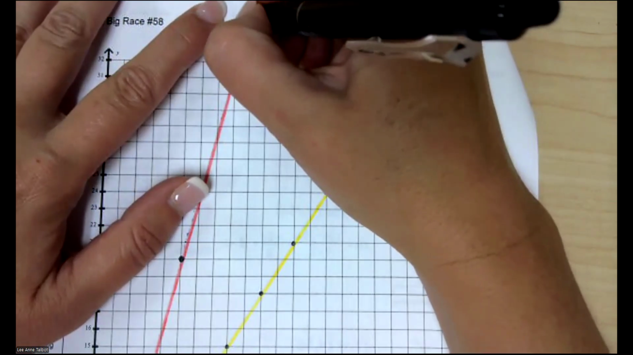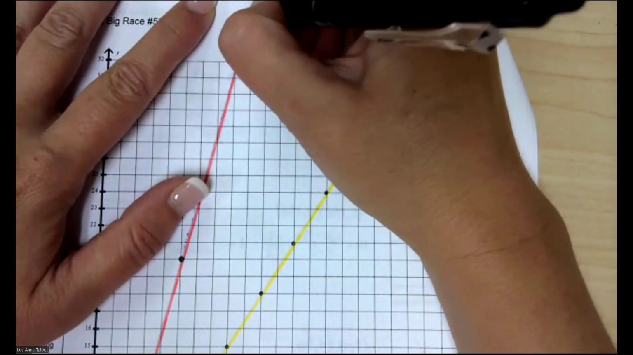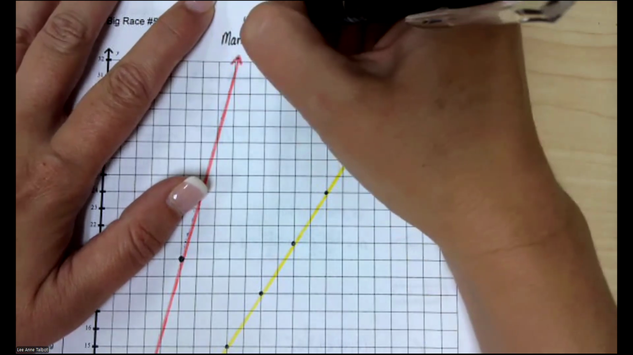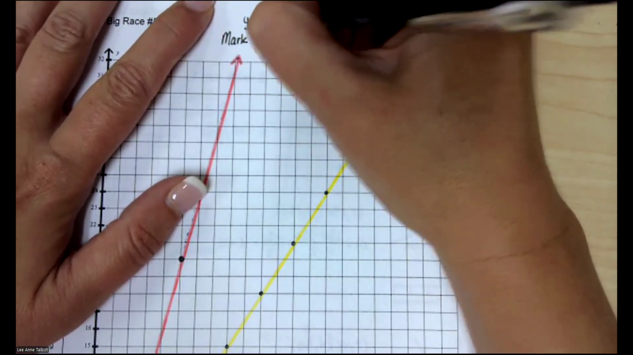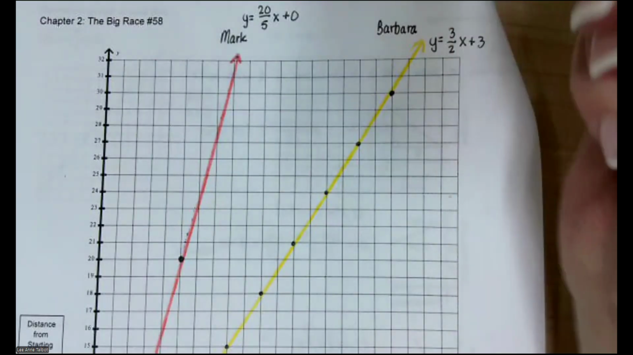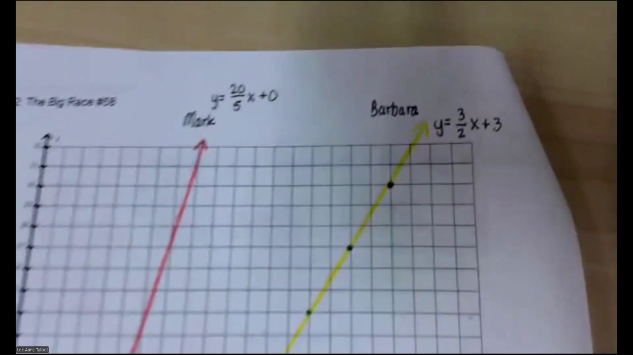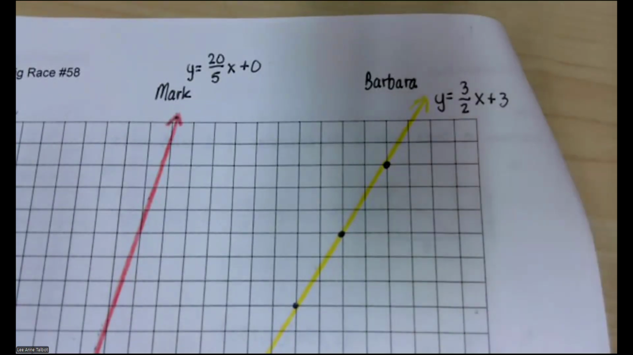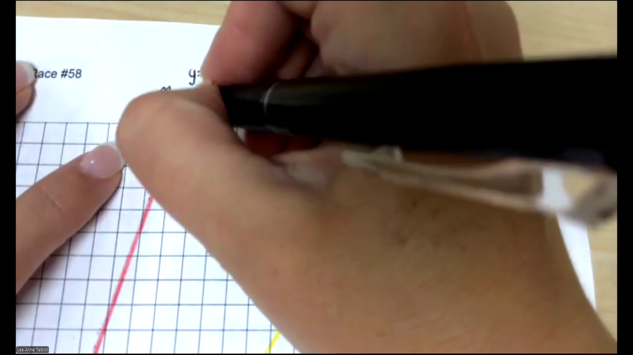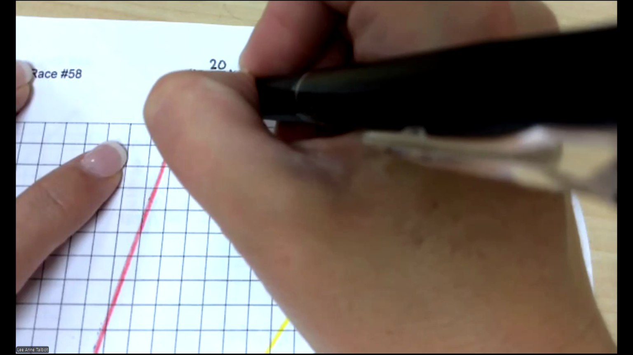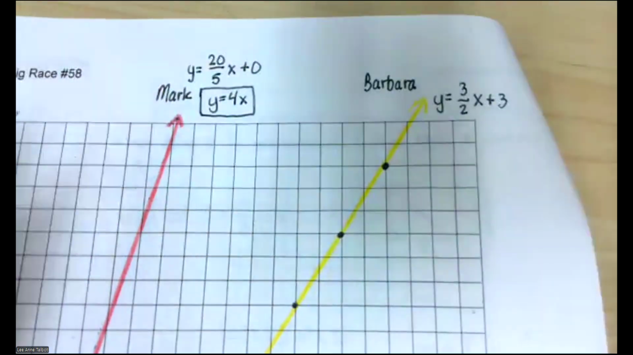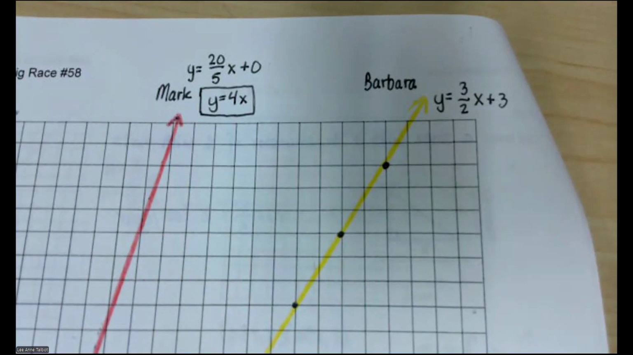Okay, so Mark is y equals 20 meters in 5 seconds, x plus 0. I would be really unhappy with this as a final answer because the 20 over 5 is 4. So a more sophisticated answer would be y equals 4x. And then don't put the plus 0.